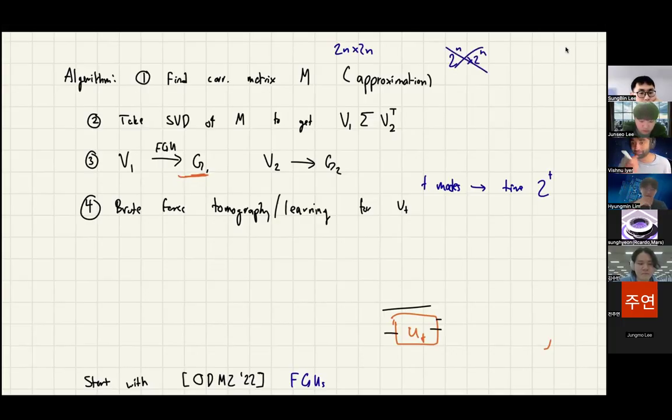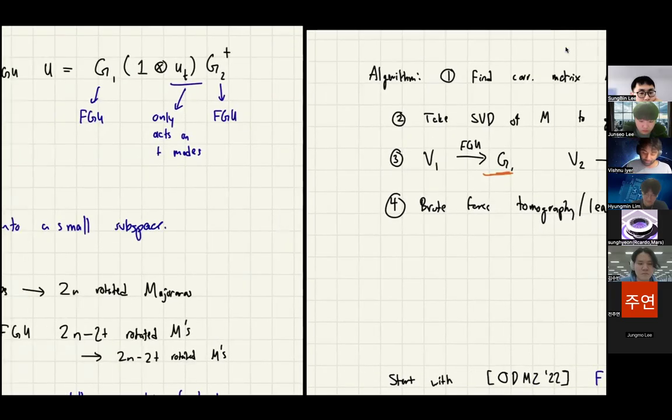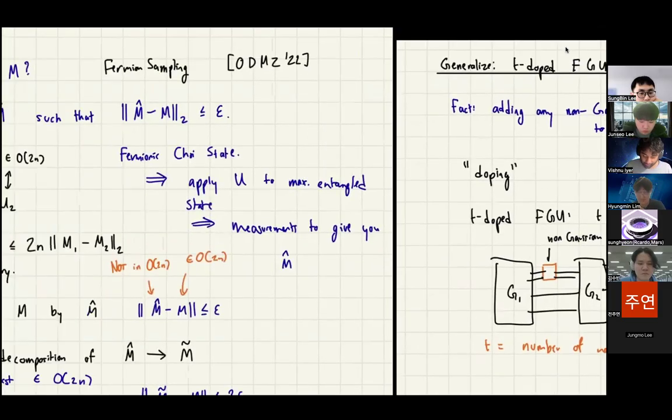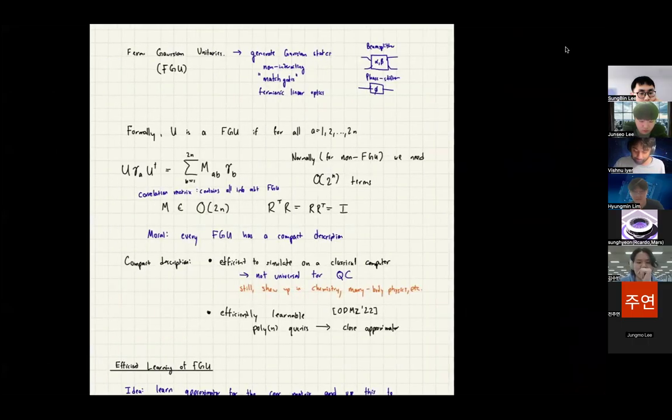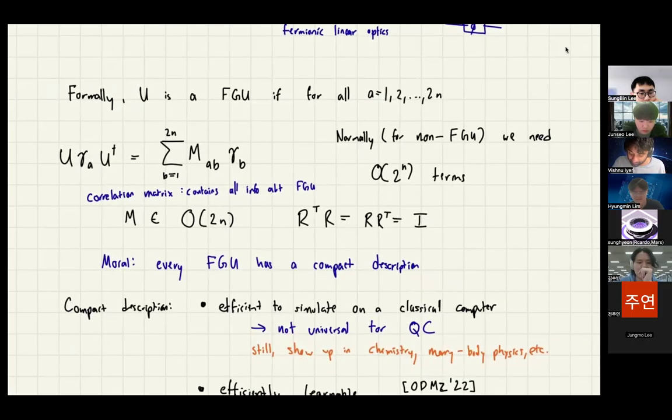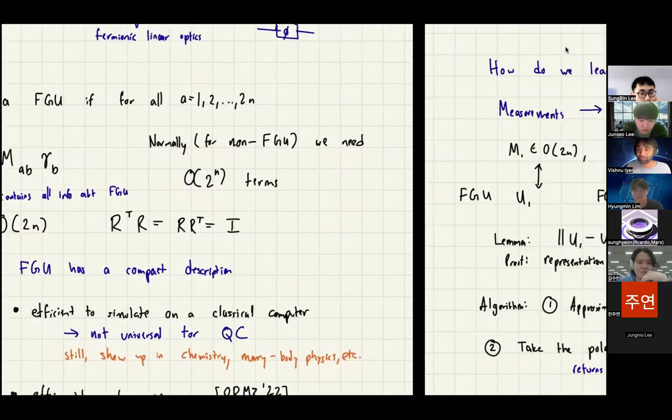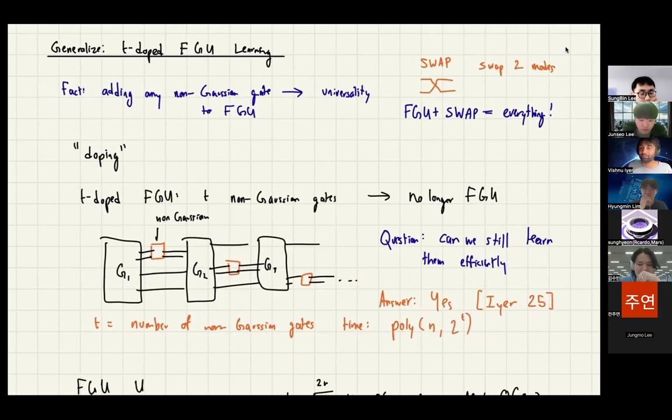So the whole point is that these fermionic Gaussian unitaries have a 2n by 2n matrix, even though they live in a space of 2 to the n times 2 to the n. So they have this nice algebraic structure that allows us to do it efficiently. Does that make sense? Yes.